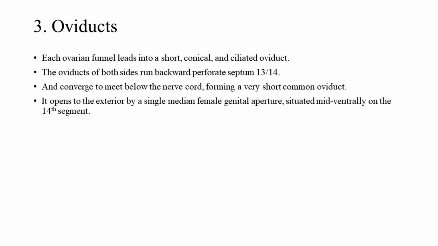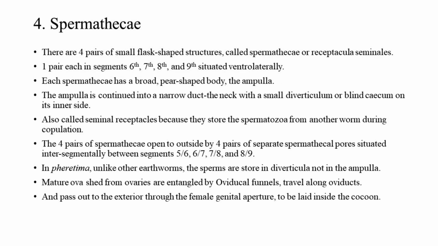14th segment. 4. Spermathecae. There are 4 pairs of small flask-shaped structures, called spermathecae or receptacula seminalis, 1 pair each in segments 6th, 7th, 8th, and 9th, situated ventrolaterally. Each spermatheca has a broad, pear-shaped body, the ampulla. The ampulla is continued into a narrow duct, the neck, with a small diverticulum or blind caecum on its inner side. Also called seminal receptacles because they store the spermatozoa from another worm during copulation.